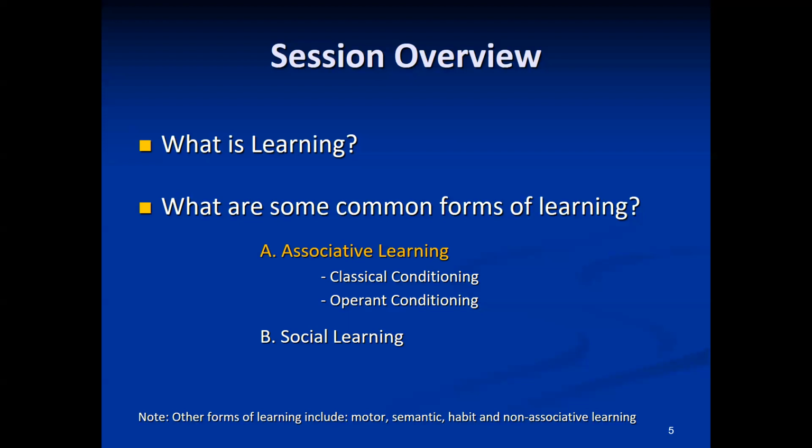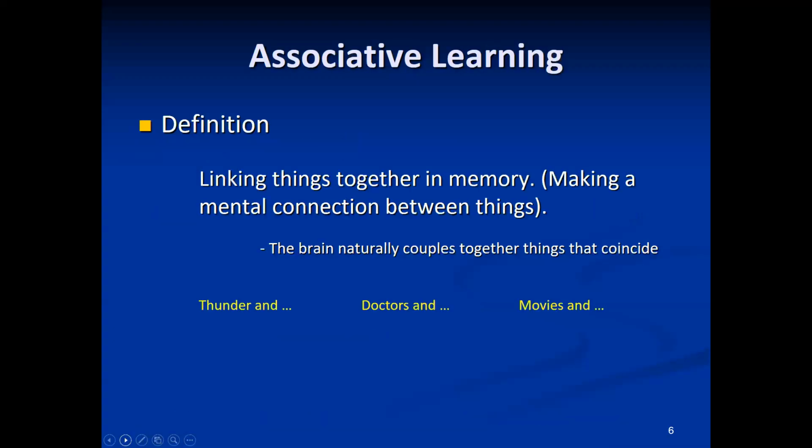In the next two sessions, we will go into great detail about two other forms of learning, associative learning and social learning. Associative learning is linking things together in memory. That is, it is making a mental connection between things. We tend to link together things that co-occur. That is, our minds naturally connect things that tend to happen or appear together. For example, most people associate thunder with lightning because the two often co-occur.